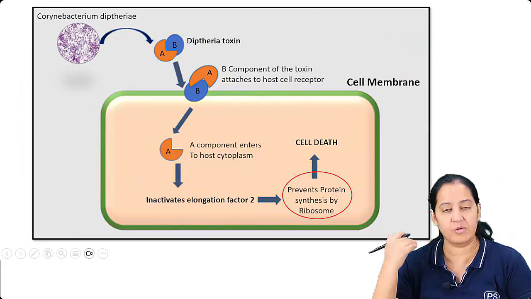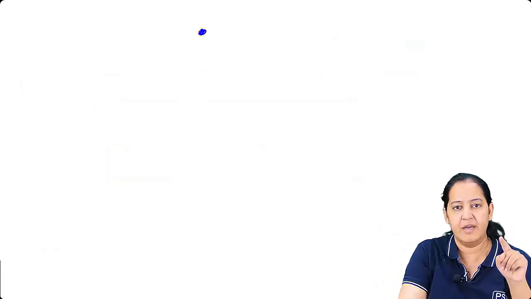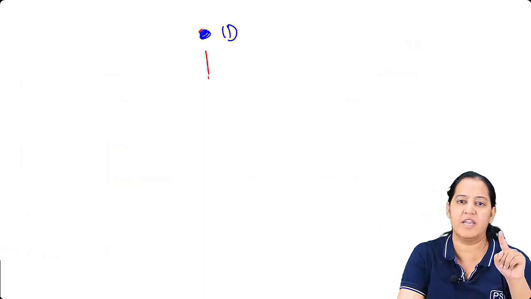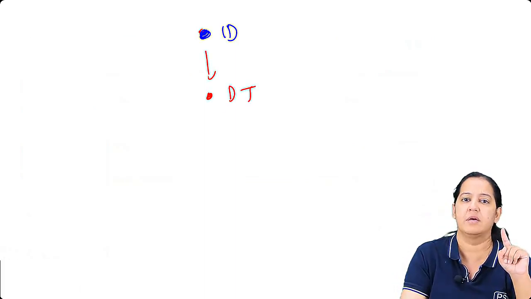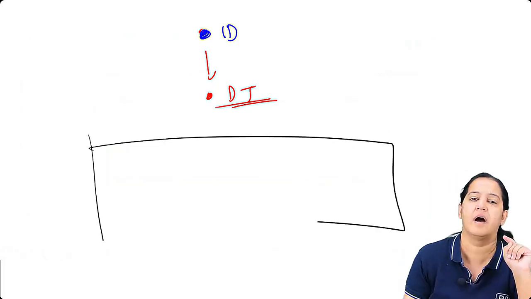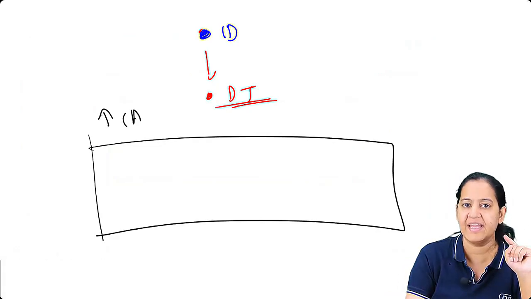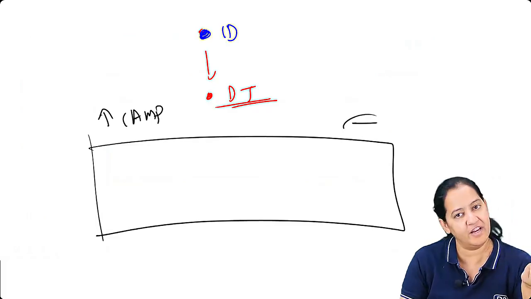समझ में आई क्या बात? Mechanism of action of toxin तुम बताओगे. You tell me. So this is Corynebacterium diphtheria. It will secrete a toxin. The name of the toxin is diphtheria toxin. You tell me diphtheria toxin का mechanism क्या है? Human cell के अंदर वो जाके क्या करेगा? Let me give you 2 options. Will it increase cyclic AMP? Say yes or no. Or will it inhibit protein synthesis?